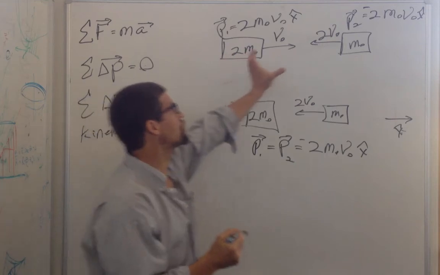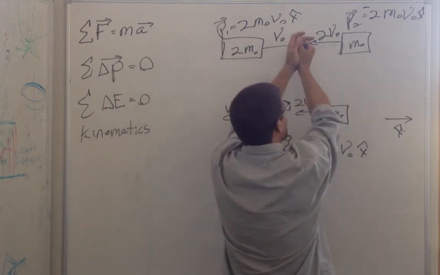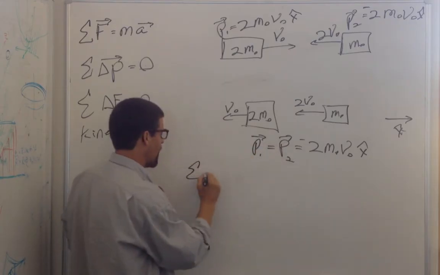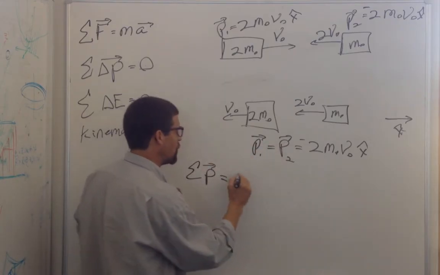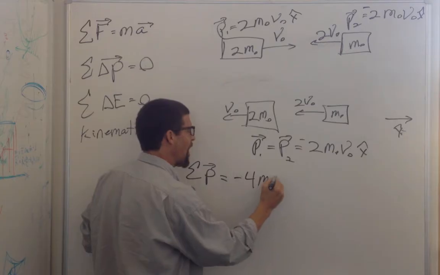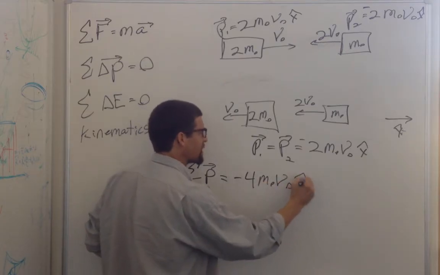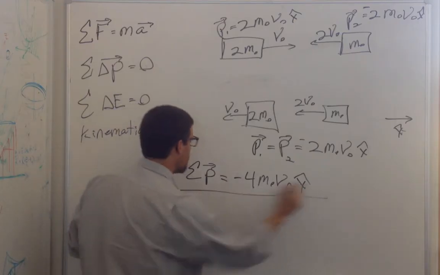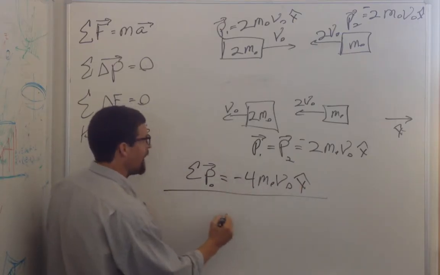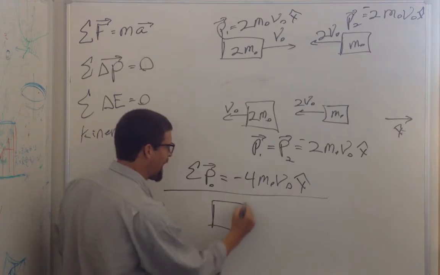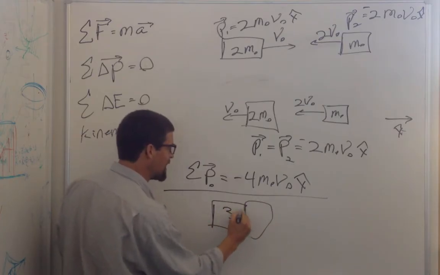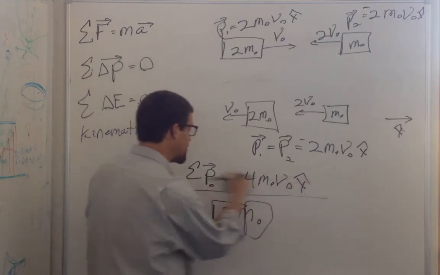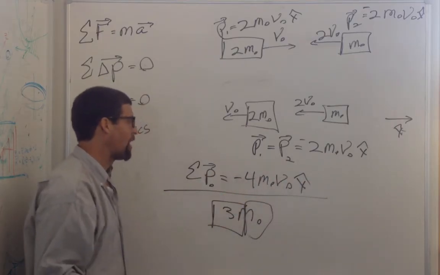So here, the sum of the momenta is 0. And at the end, it's not moving. But here, the vector sum of the momenta is equal to negative 4 m naught v naught in the x direction. And when they stick together, what do we have? You'd say this is P initial. And at the end, we have this mass that really is 3 m naught, everything stuck together, and its momentum is in this direction at 4 m naught v naught.